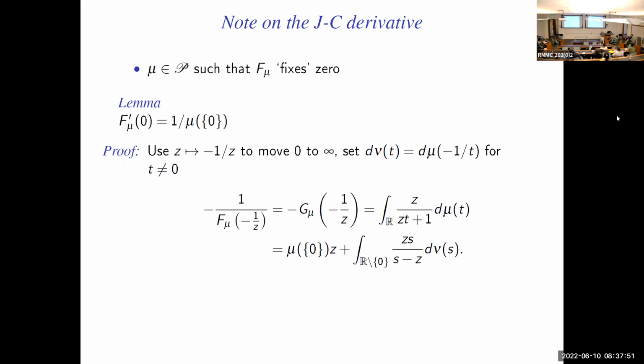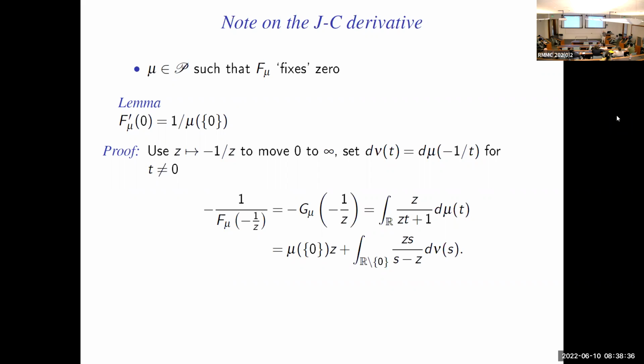In other words, there's a conformal map that takes 0 to infinity, which is z goes to -1 over z. You have to apply it both to z and to the function; you conjugate with that transformation. So you look at -1 over f mu of -1 over z, which is minus g mu of -1 over z, which is an integral. With a little change in the integral, it's the integral of z over zt plus 1 d mu of t. And you see immediately that you can isolate the mass at 0, mu of 0 times z, plus an integral over the real line minus 0. That's going to be little o of z as z goes to infinity.